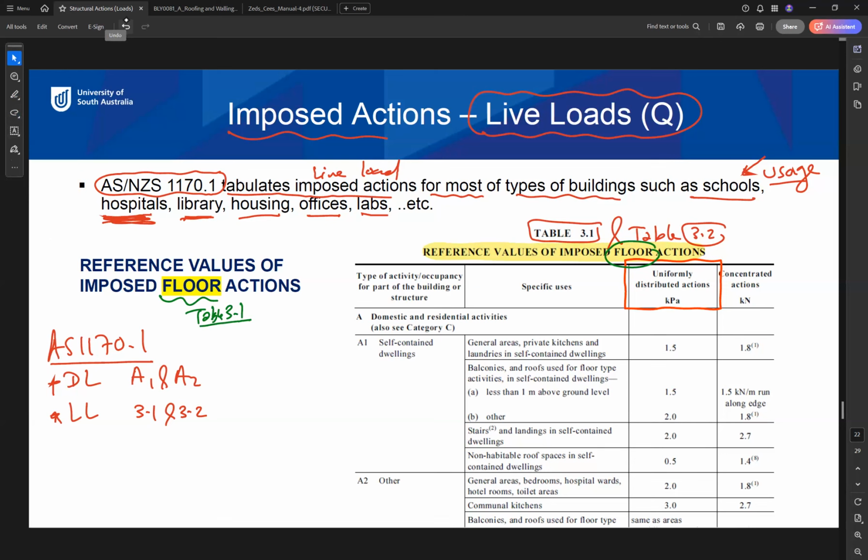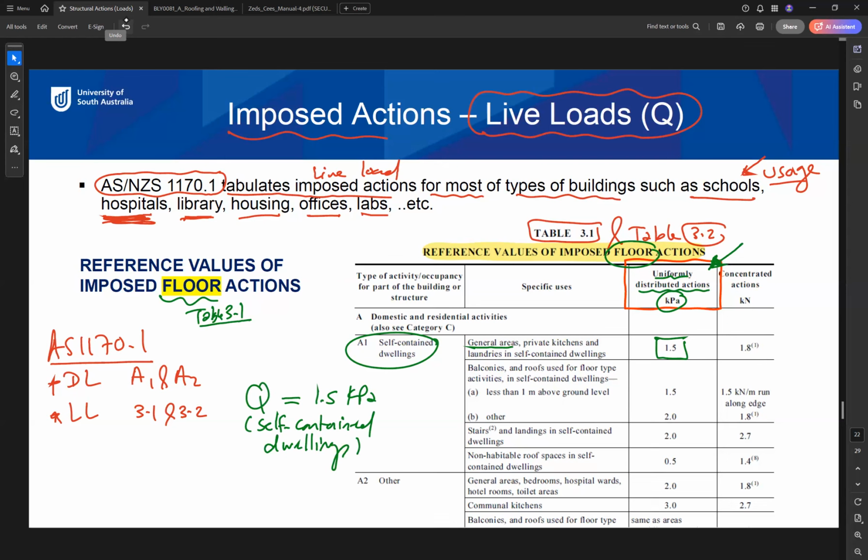If we look at this table, for example, if we have a self-contained dwelling, so if you are designing a general area of this dwelling, how much is the live load? 1.5 kPa. So we are only focusing on the uniformly distributed action in kPa, which is 1.5. So Q equal to 1.5 kPa, for example, for self-contained dwellings. Okay.